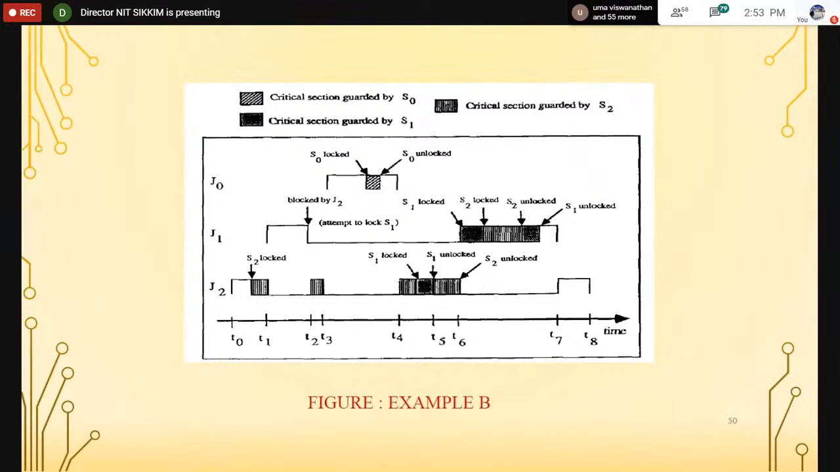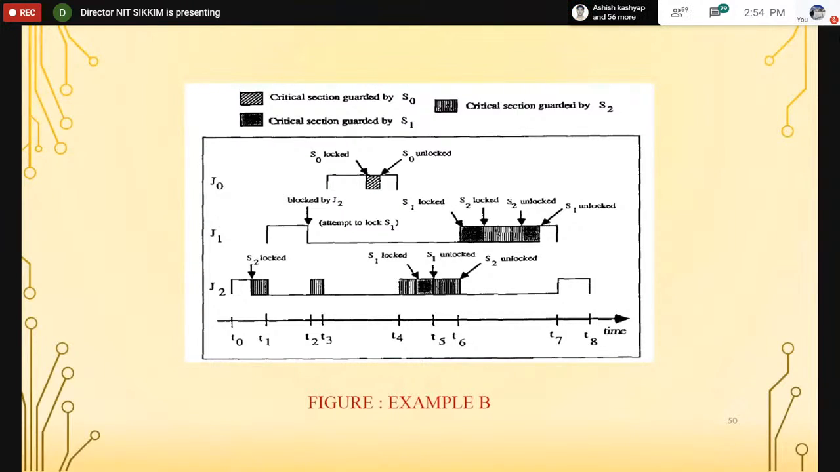Now of course J0 has no conflict with J1 and J2, so J0 can come, execute and go. The question here is that there is only a nested demand by J1 and J2. Finally, you can see S2, then there is a nested call, so S1 is also locked. Then S1 is unlocked and S2 is unlocked. When S2 is unlocked, J1 is signaled and J1 can get access to S2, and then it will finally do its execution, and there is no deadlock.